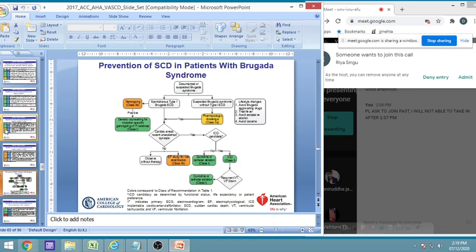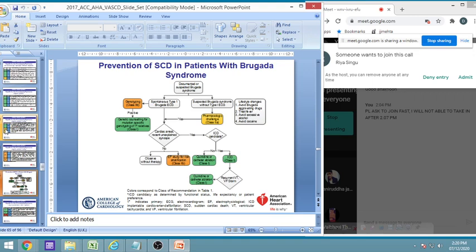So these are the suspected ones. In those cases, what we can do is go for various pharmacological treatments. If there is a recent unexplained cardiac arrest, and the person is an ICD candidate, then ICD is the better choice. If not, then quinidine and catheter ablation can be given.